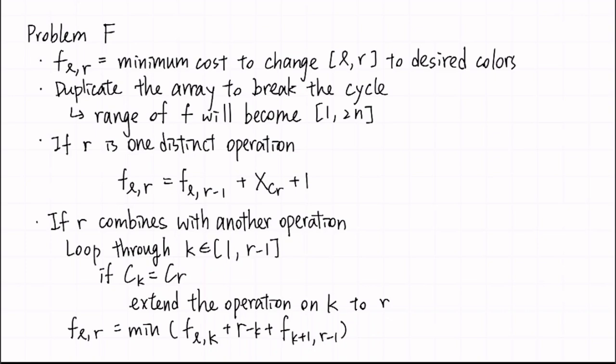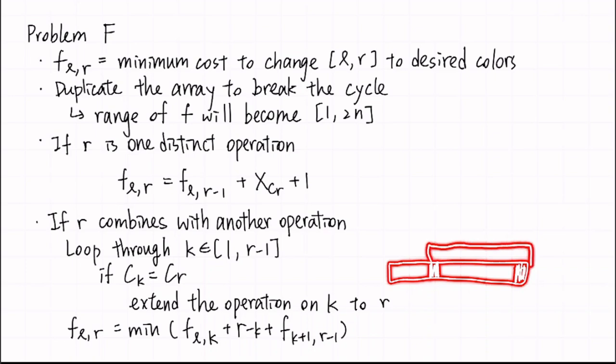So this means that for L to R, if this is K, this part is K, and then R is here, right? So for the operation on K, we can extend it so that this also covers the range up until R. And so the cost of this would be, since we are just extending the operation, we only need to add the number of cells that we extended by. So the number of cells that we extend the operation by is R minus K.